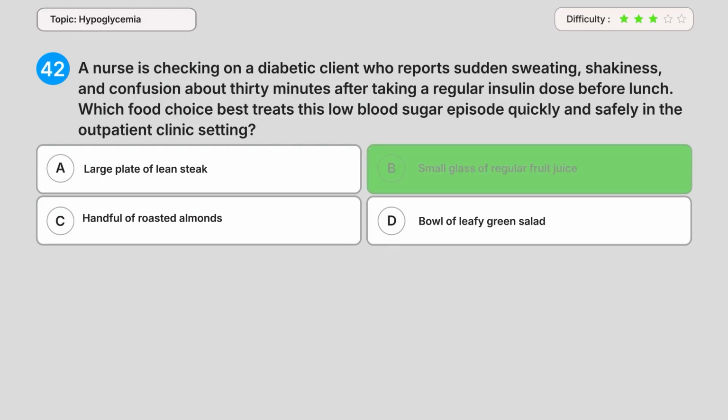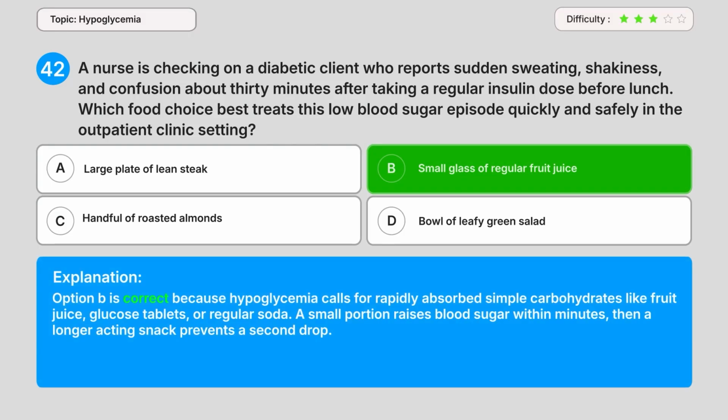Correct answer: B. Small glass of regular fruit juice. Explanation. Option B is correct because hypoglycemia calls for rapidly absorbed simple carbohydrates like fruit juice, glucose tablets, or regular soda. A small portion raises blood sugar within minutes, then a longer-acting snack prevents a second drop.